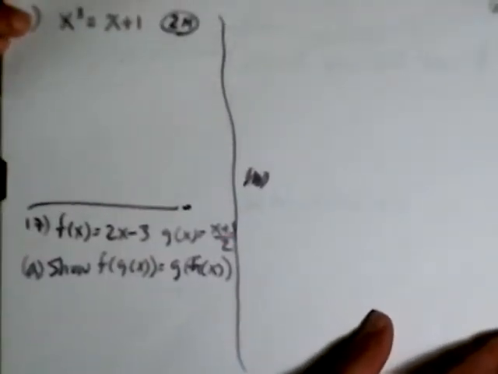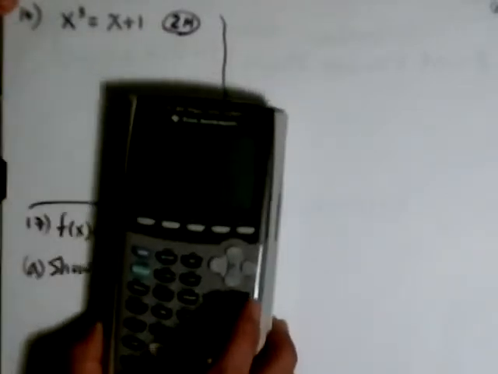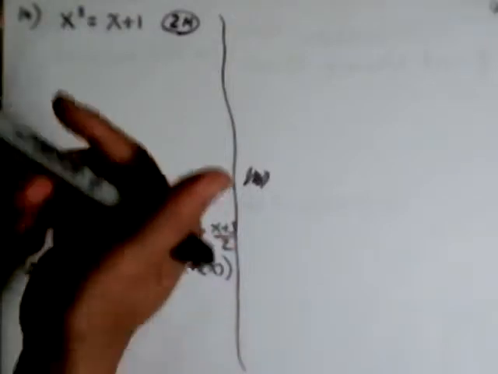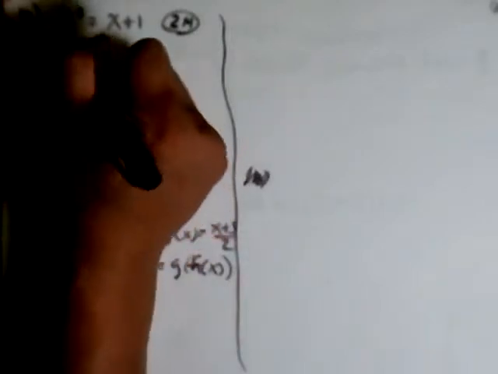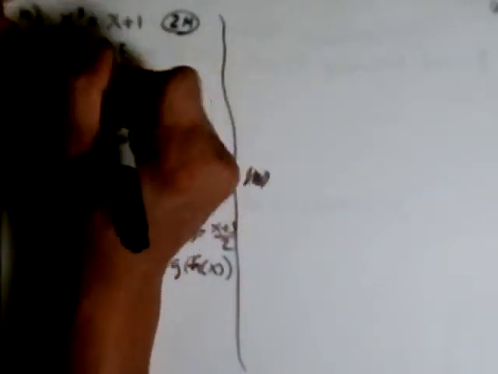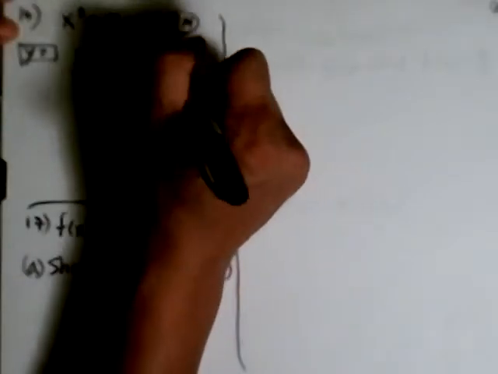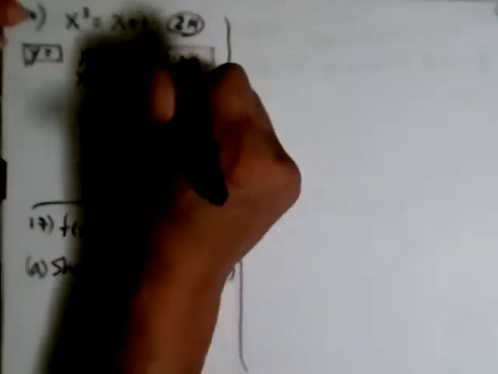For this problem located right here, there's actually two methods to do this on your calculator. The first way you're going to do it is you're going to use the y equals button right there. Input y1 equals x cubed. y2 is equal to x plus 1. And then go to calculate, and then find the intersection.